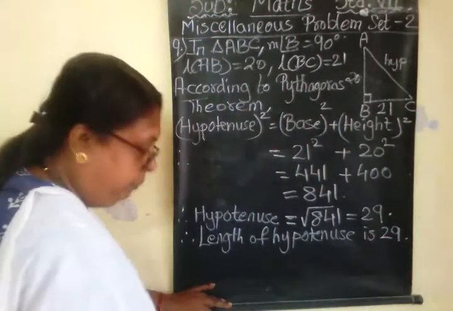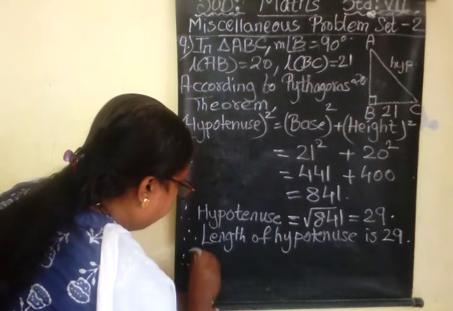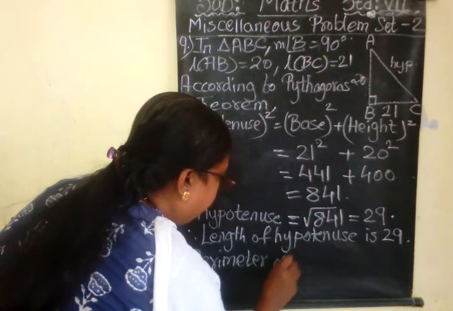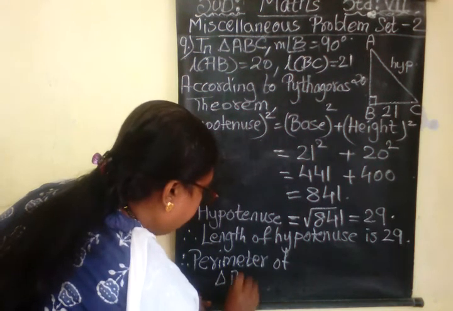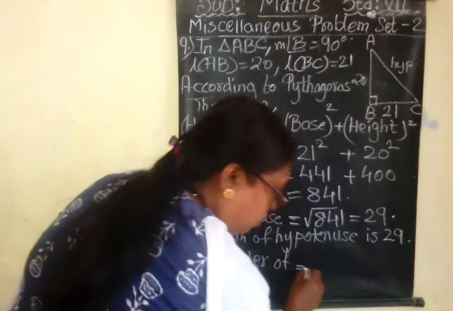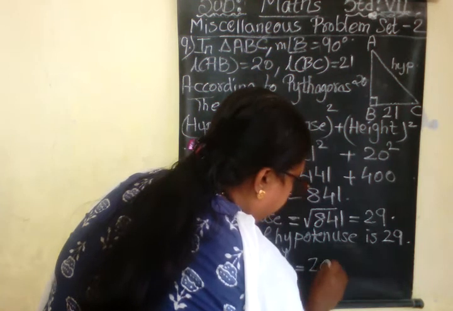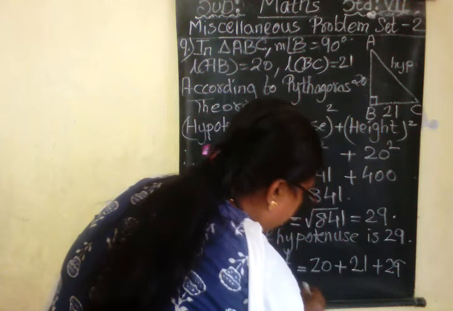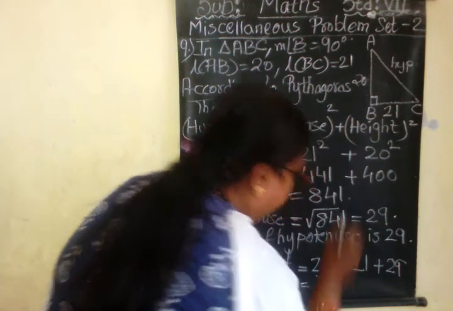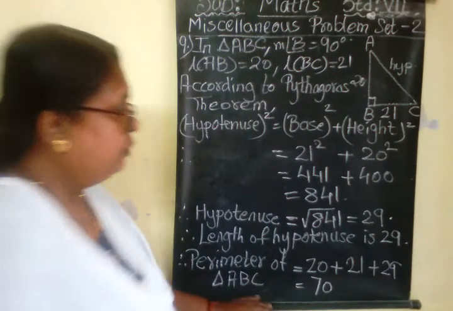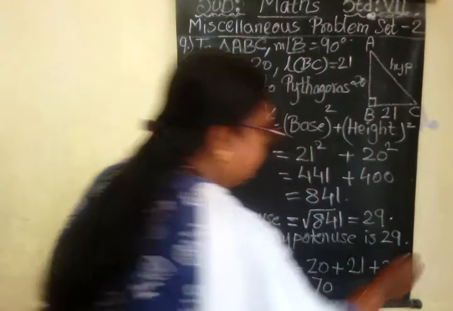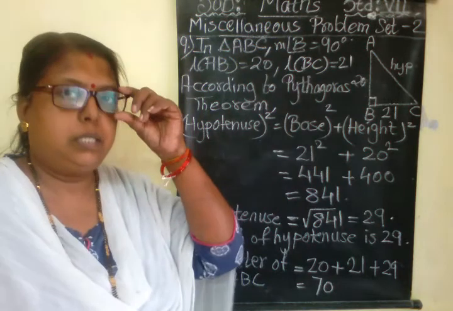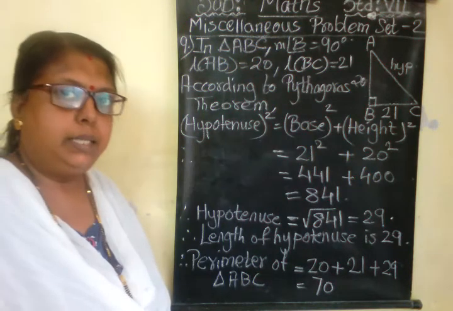29. Now you have to find the perimeter. So therefore perimeter of triangle ABC is equal to 20 plus 21 plus 29, which gives me answer 70. So 70 units is the perimeter of triangle ABC. Okay. So this is your 9th answer.